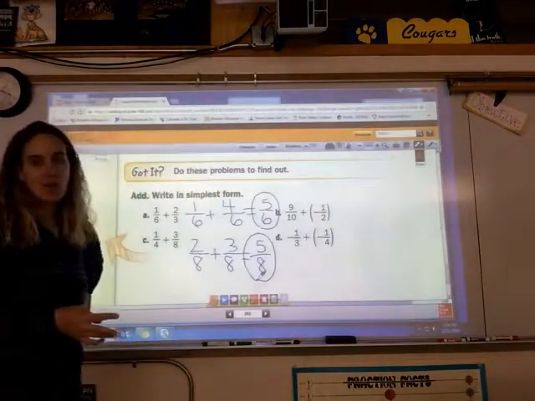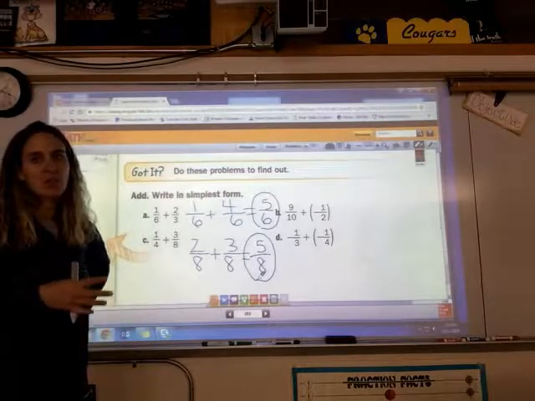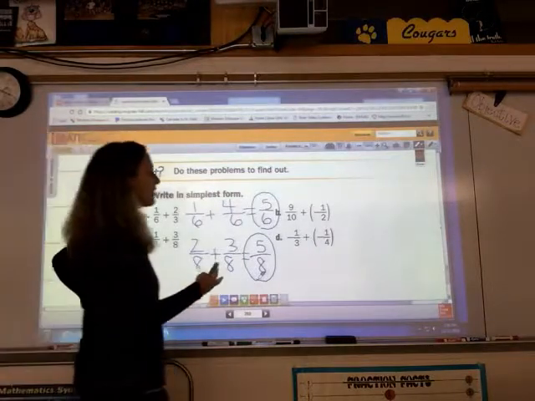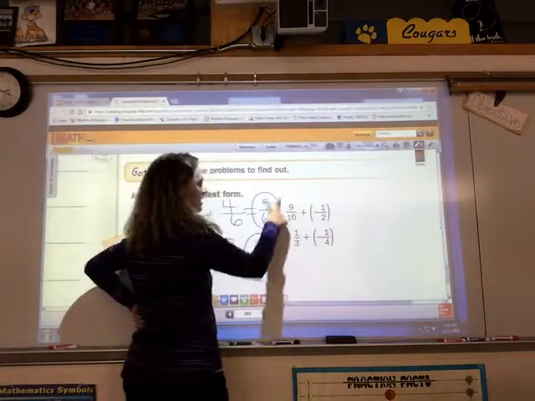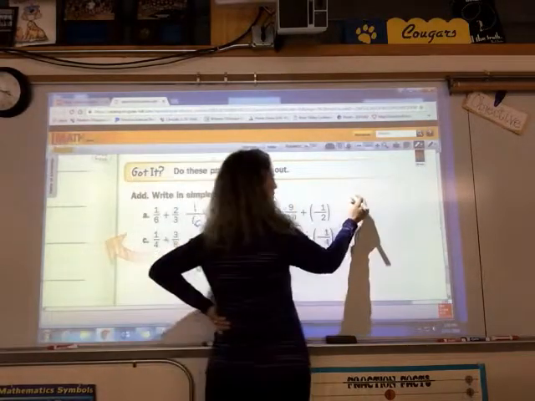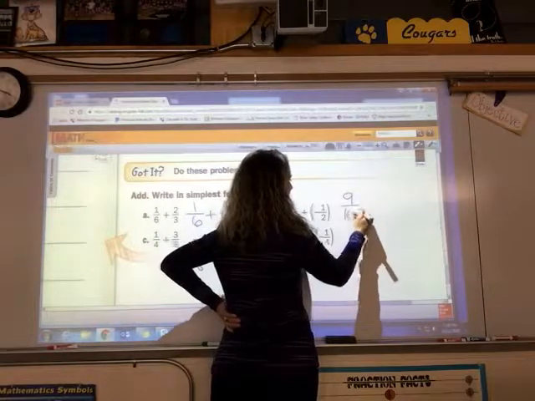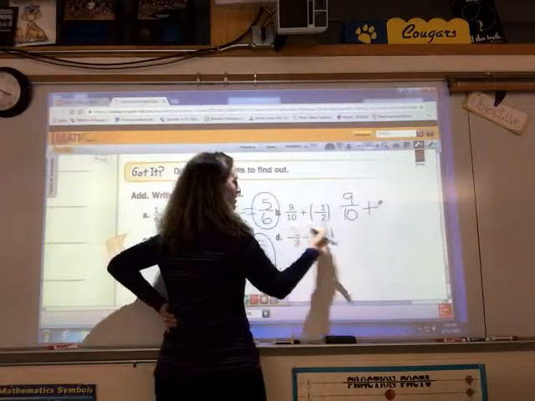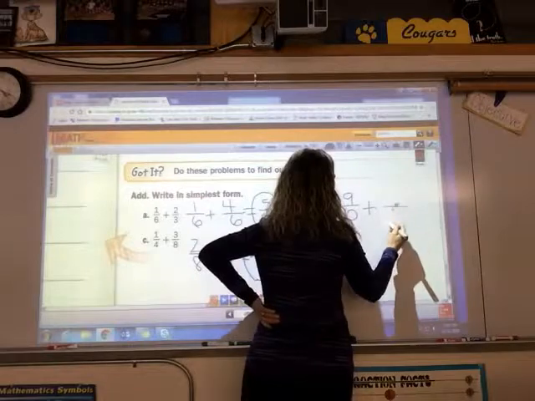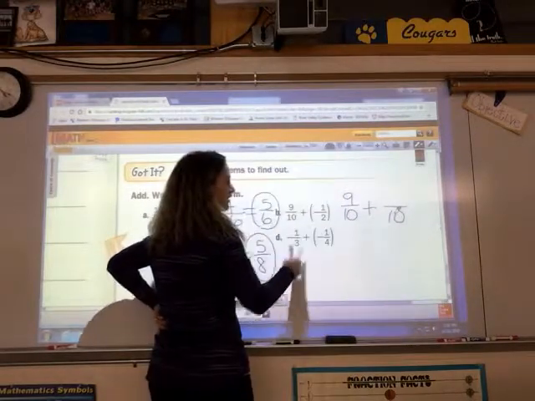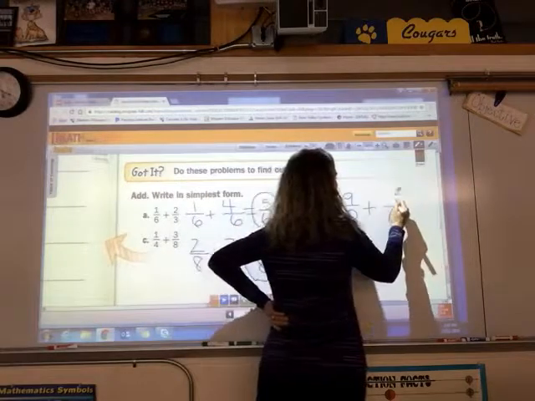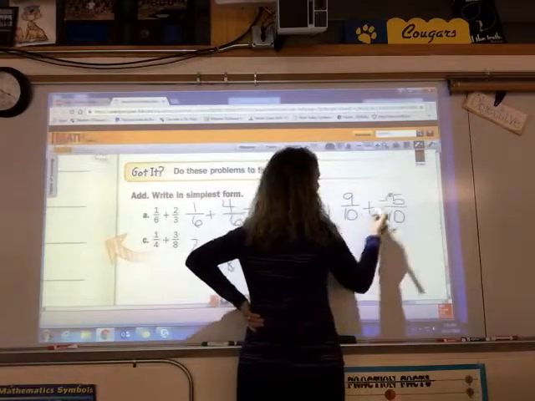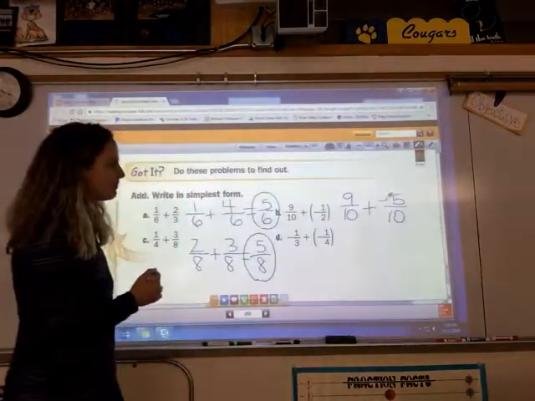We have 2 different denominators, so unlike fractions. So again, I'm asking myself, can I keep one of these? 10 is a multiple of 2, so we're going to use 10. Because we're using 10 as a denominator, that first fraction is going to stay the same, so I'm going to leave that as 9/10 plus, I'm going to change 1/2 to a denominator of 10, so 2 times 5 would be 10, 1 times 5 is 5, and again it's a negative, so we're going to need to keep that negative with it.